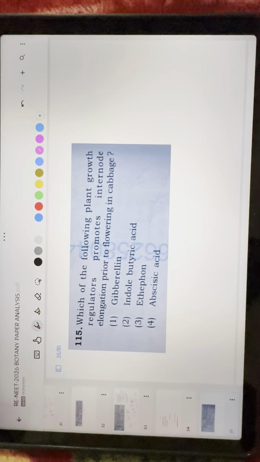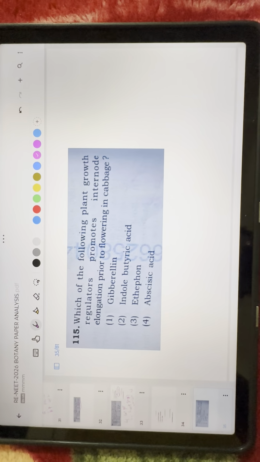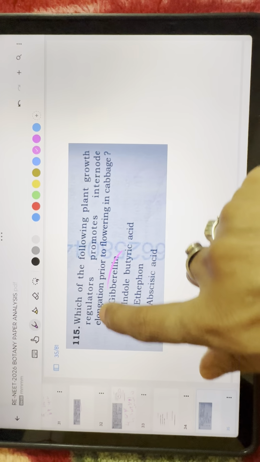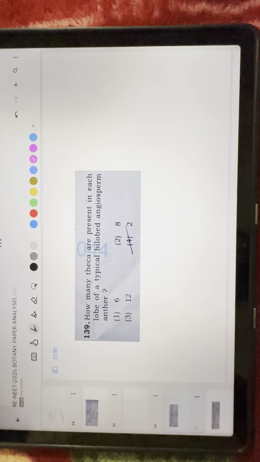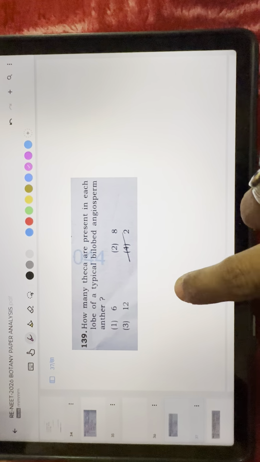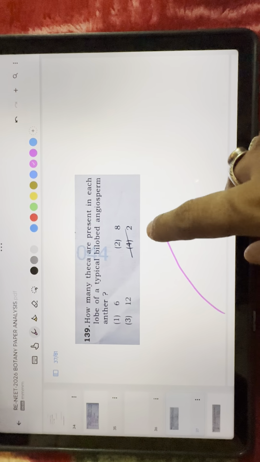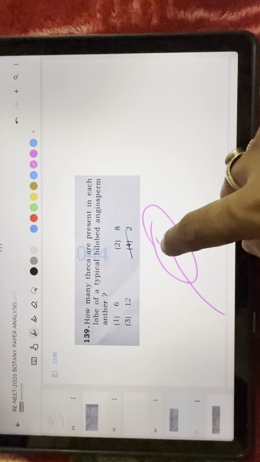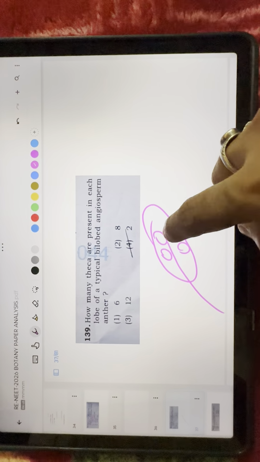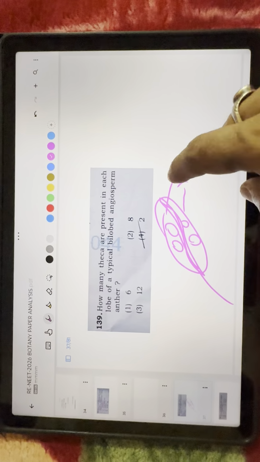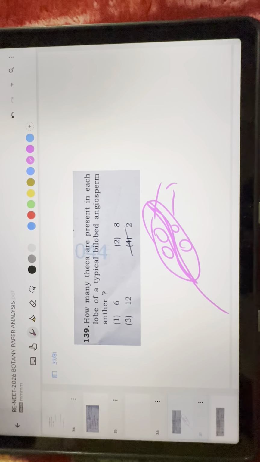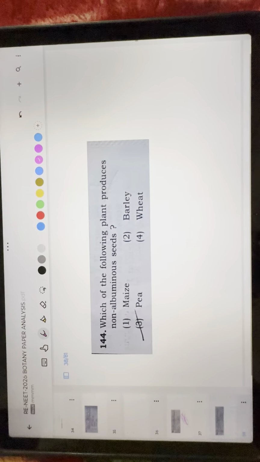And which of the following plant growth regulator promotes the internode elongation prior to flowering? That is gibberellin. So internodal elongation is completely by the gibberellin. How many theca are present in each lobe of a typical anther? That is 2. 2 theca. Here it is a bilobed condition. Most of the angiosperms are having 2 theca, except in the Malvaceae, where only 1 theca will be seen.